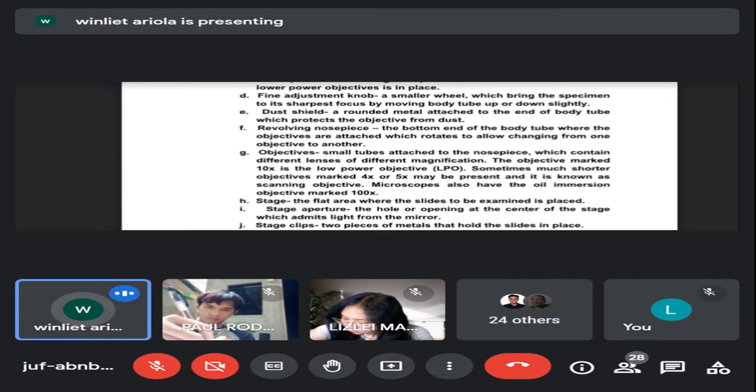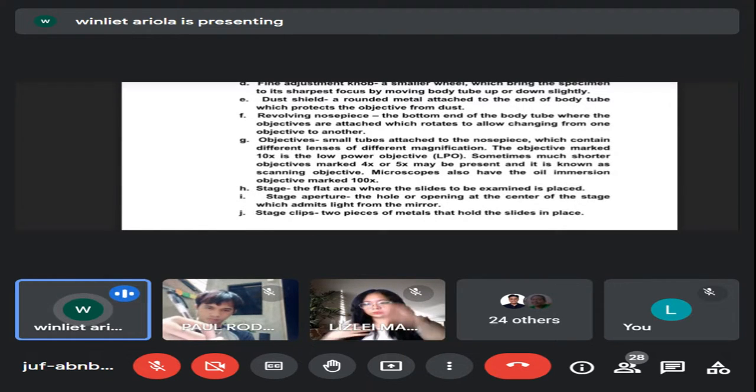Okay, listen carefully. I might ask you sa exam kung on how to properly manipulate the microscope. So this is exactly what I am explaining now. Okay. So that is the fine adjustment knob, no, for you to be able to look at your specimen at its sharpest focus. So next is we have the dust shield, no?